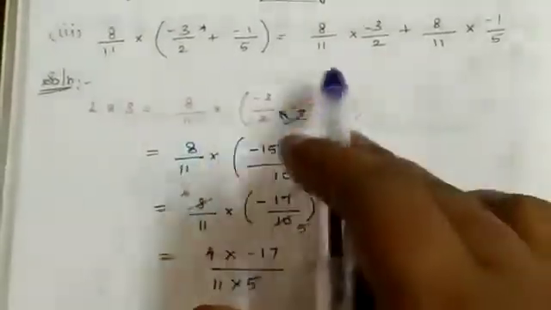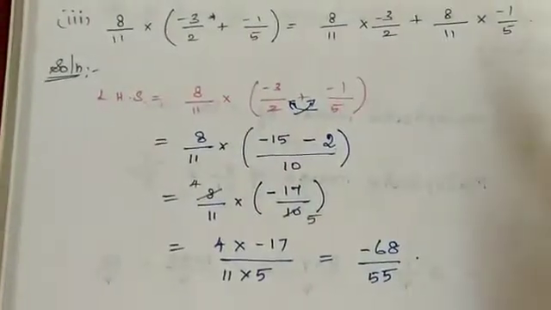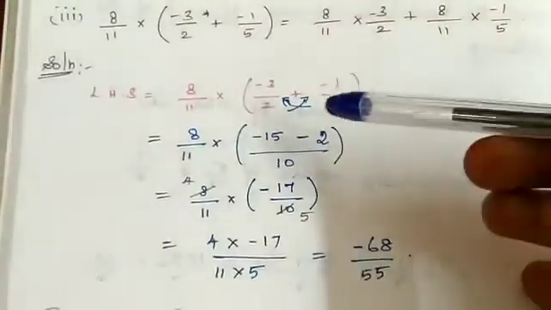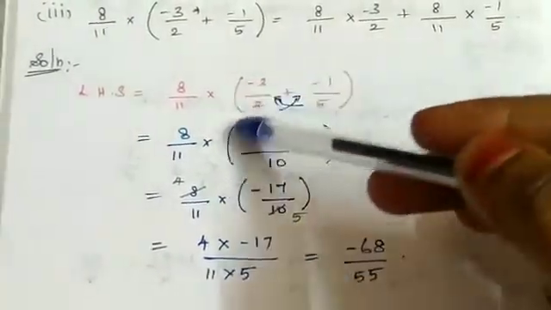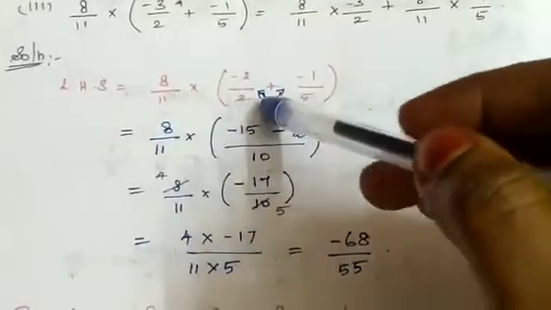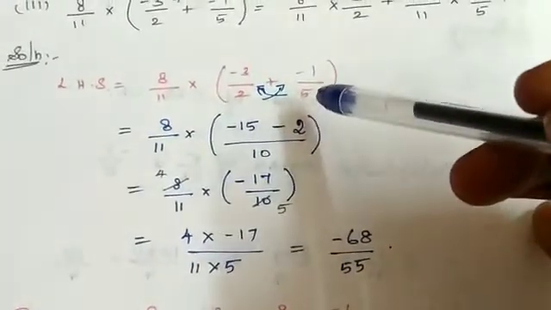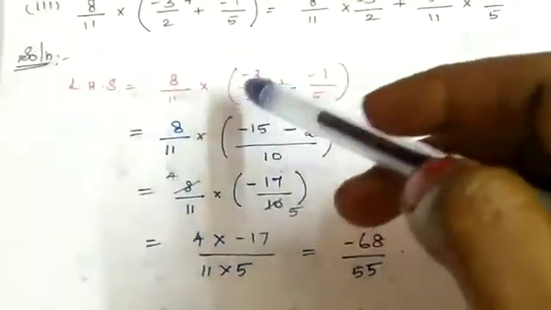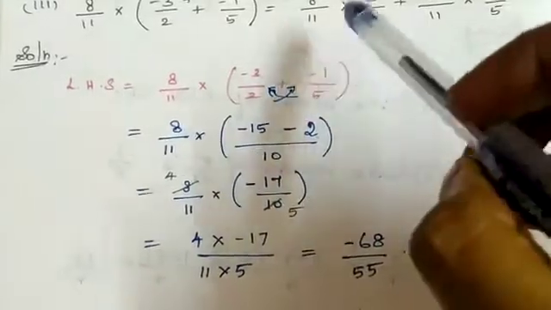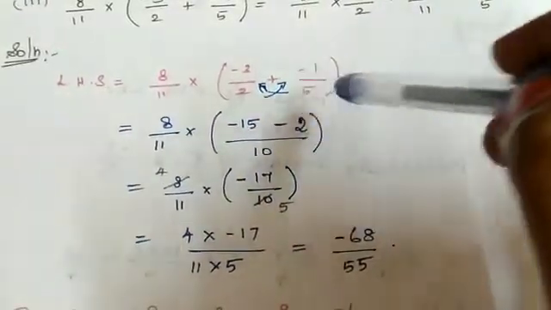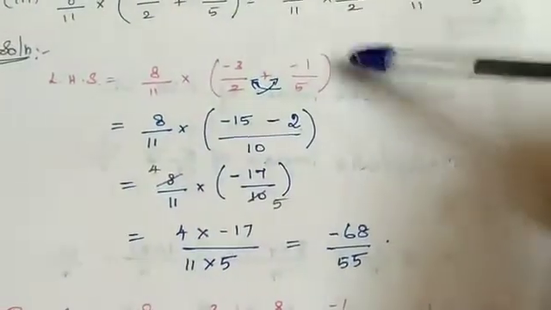8 by 11 is multiplied with the bracket minus 3 by 2 plus minus 1 by 5. In BODMAS, everywhere the first preference is given to the bracket. So inside the bracket, you take the addition of the two rational numbers. Addition is the main condition. Only when the denominators are the same can you add the numerators. So first change the denominator, because one denominator is 2 and the other is 5. The easy method is the cross multiplication method. So 5 is multiplied with this numerator and 2 is multiplied with this numerator.